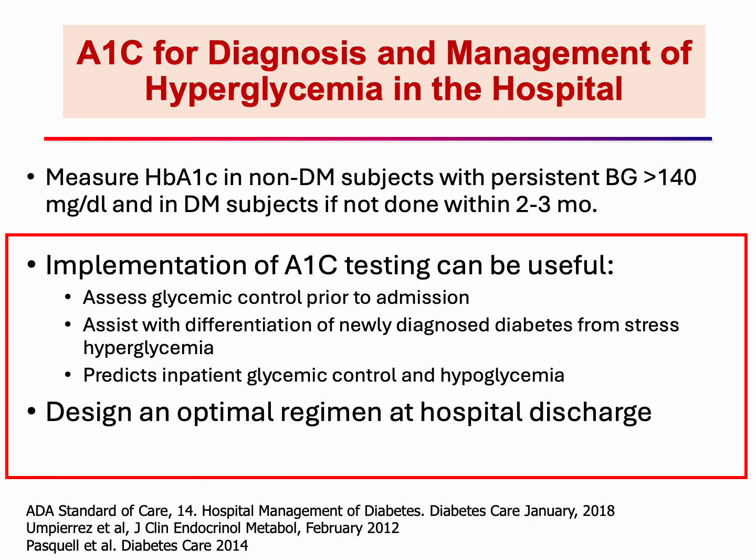Now, routine A1C testing offers several clinical benefits. Number 1, it helps evaluate a patient's glycemic control before hospital admission. Number 2, it aids in distinguishing newly diagnosed diabetes from stress-related hyperglycemia. Number 3, it provides insight into expected inpatient glucose patterns and risk of hypoglycemia. And lastly, it supports the development of an appropriate discharge treatment plan.